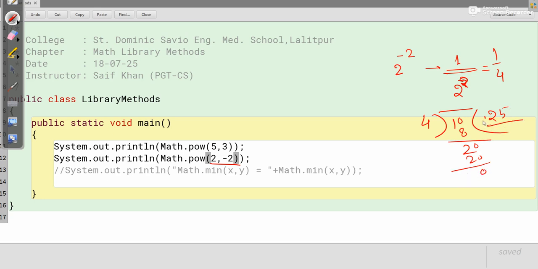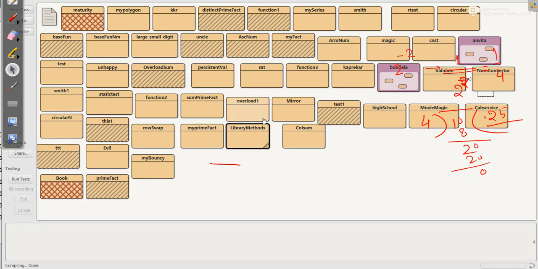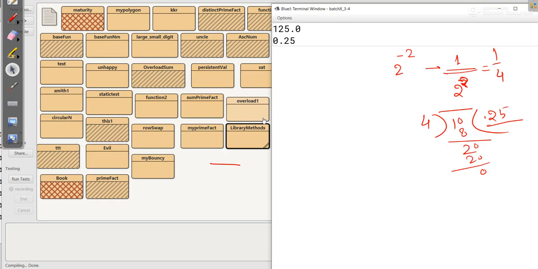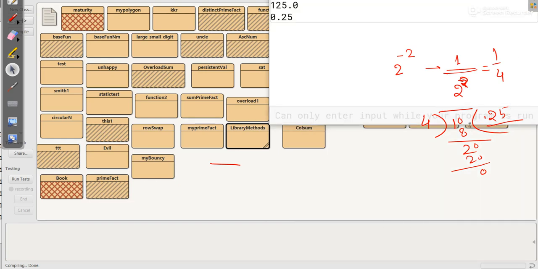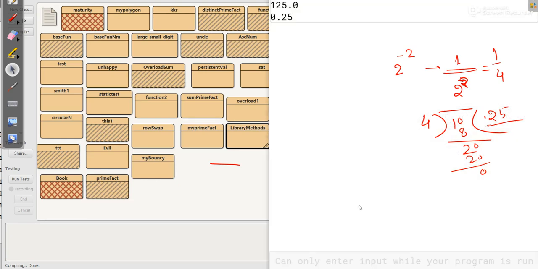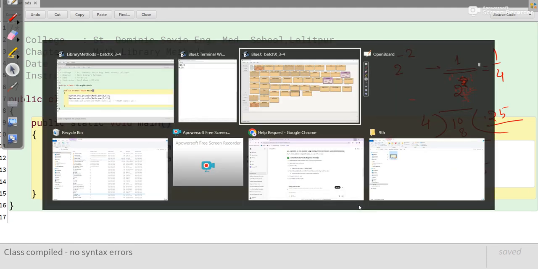I'll show you this. So Control K and then go back to the library, run it. The output is, check the output. I hope it is clear. Now, see the output. The output is 125.0 and the second one is giving you 0.25. I hope it is clear.